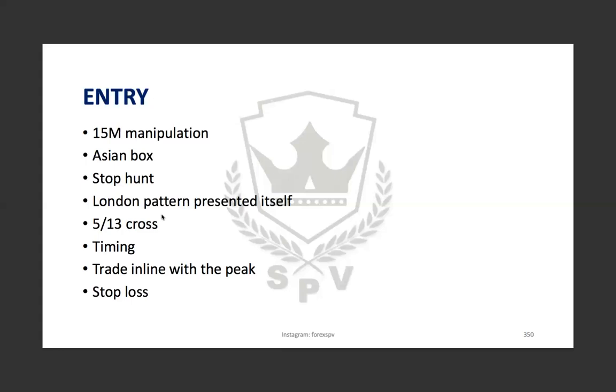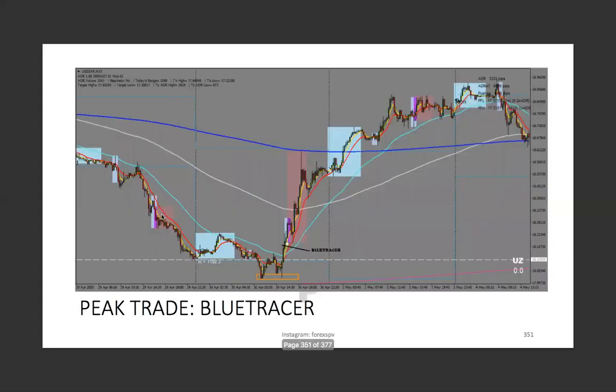Above that, if there is any news, then I take a trade. But above that, I usually don't take a trade. Always trade in line with the peak. So if the peak is low, you look for buys. If the peak is high, you look for sells. And you should remember to put your stop loss. That's one thing you should always remember.